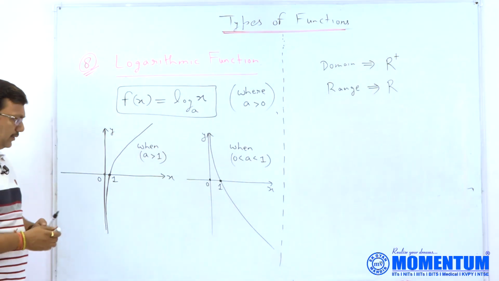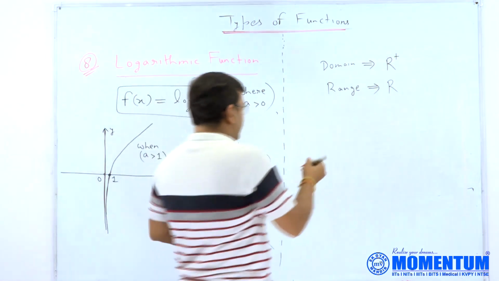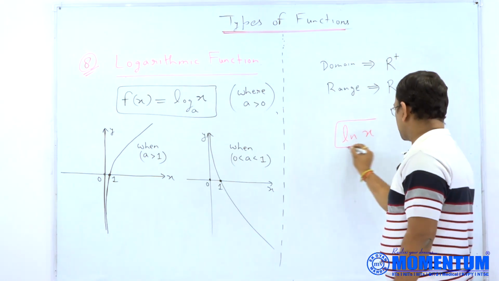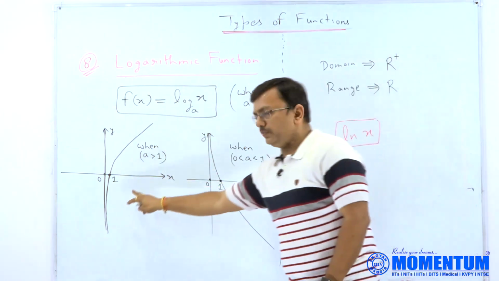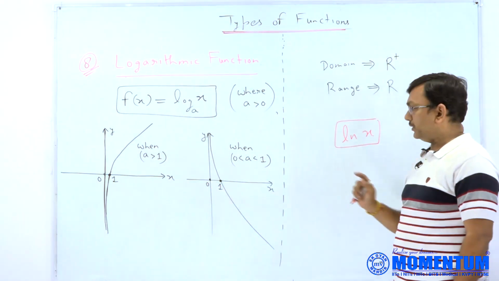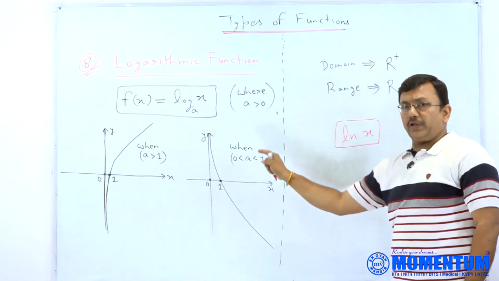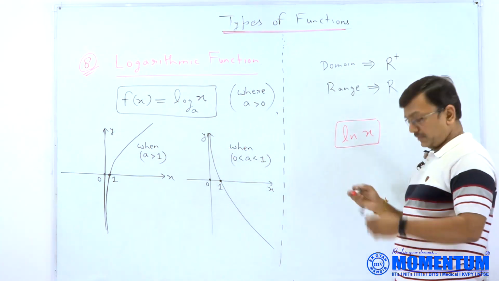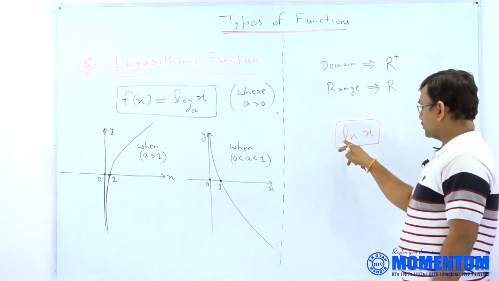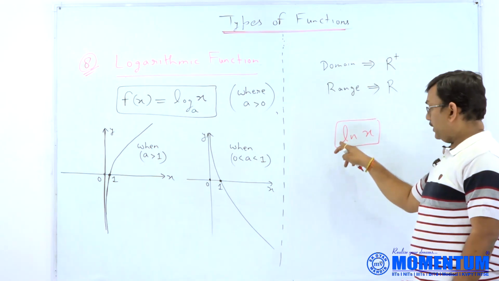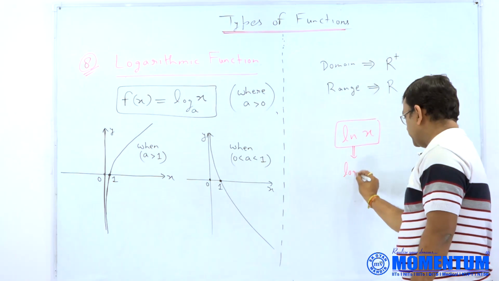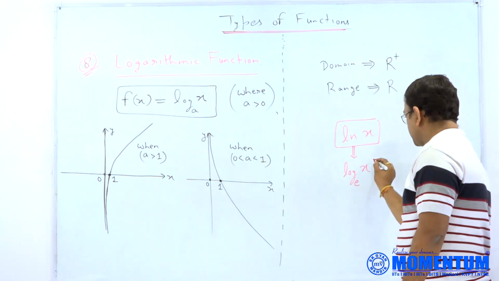Now students, do you know about this ln x? Out of these two diagrams, if I ask you the diagram of ln x, can you tell me which will represent ln x? तो उसके लिए पहले आपको ln x का मतलब पता होना चाहिए. ln x is what? It is called natural log. L का मतलब log, n का मतलब natural, and it has meaning log to the base e.